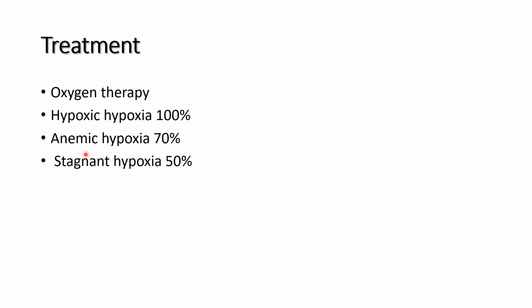In stagnant hypoxia, the efficacy of oxygen therapy is less than 50% only, because the velocity of the blood flow is affected due to the change in the diameter of the blood vessels or blood flow. In histotoxic hypoxia, oxygen therapy is not useful, because oxygen utilization of the tissue is affected due to destruction of the cytochrome oxidase enzyme.